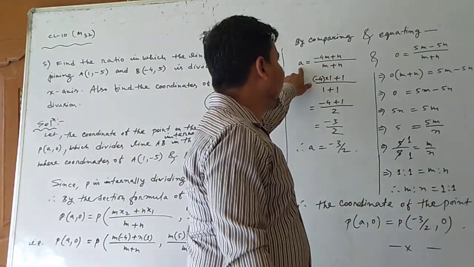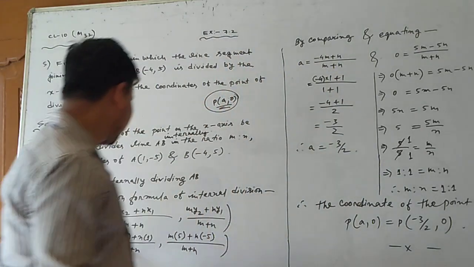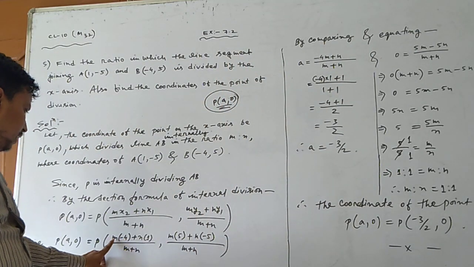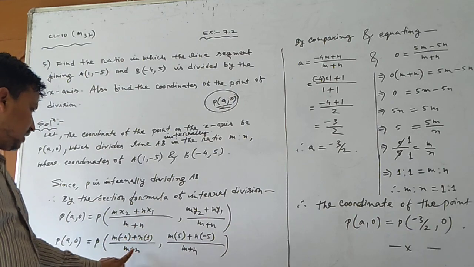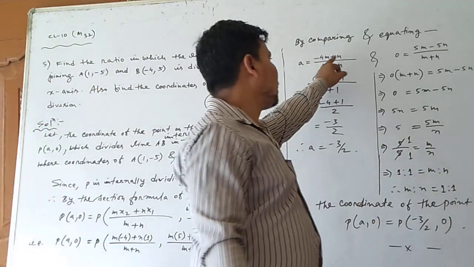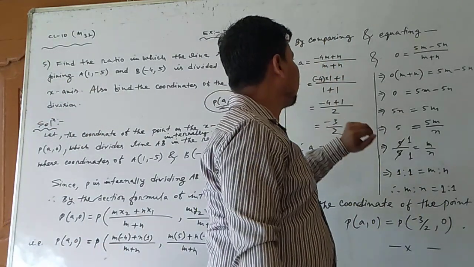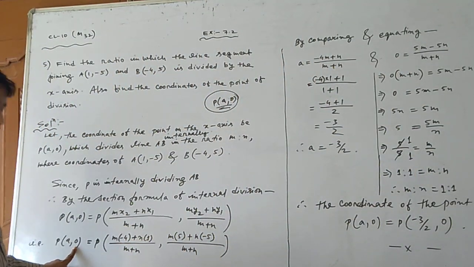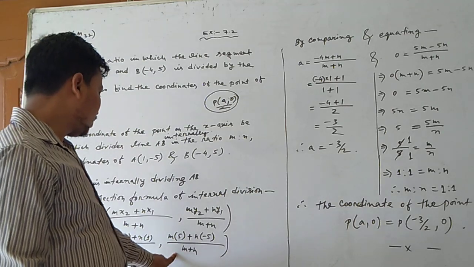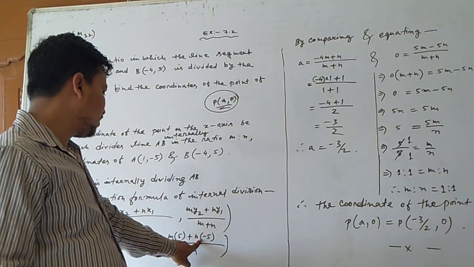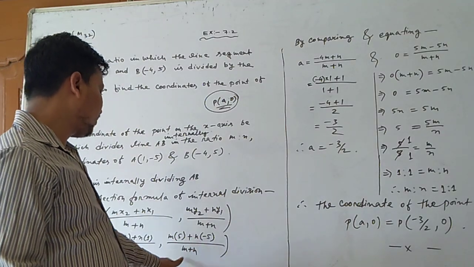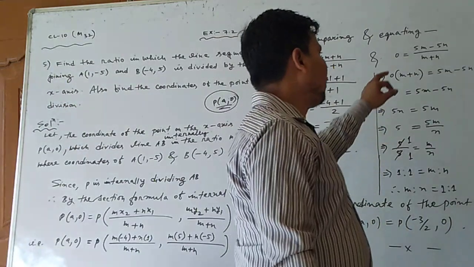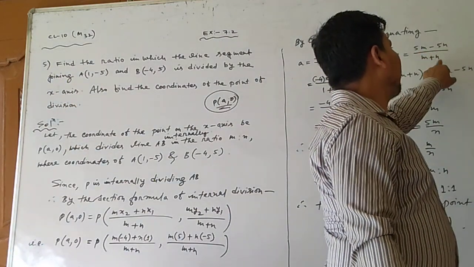So the x value: a equals, by the calculation, (-4m + n) by (m + n). Then 0 equals the y coordinate: here y coordinate is 0, and by comparing and equating, 0 equals (5m - 5n) by (m + n).